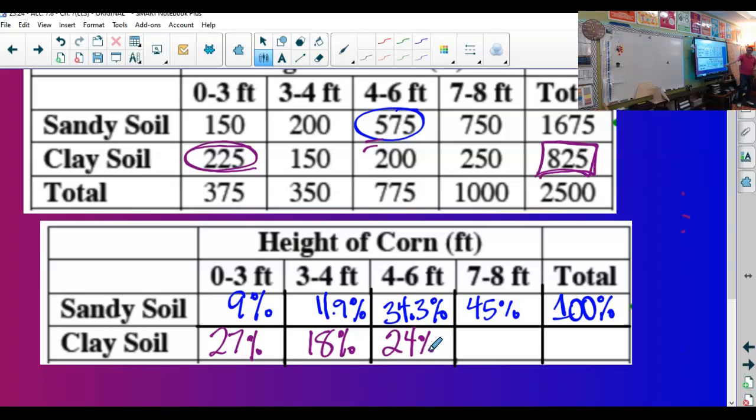Alex, our final percentage here? Well, before we get to the 100%, did you calculate this one? No, I haven't got it. So it'd be our 250 out of 825, if you want to calculate it real fast.